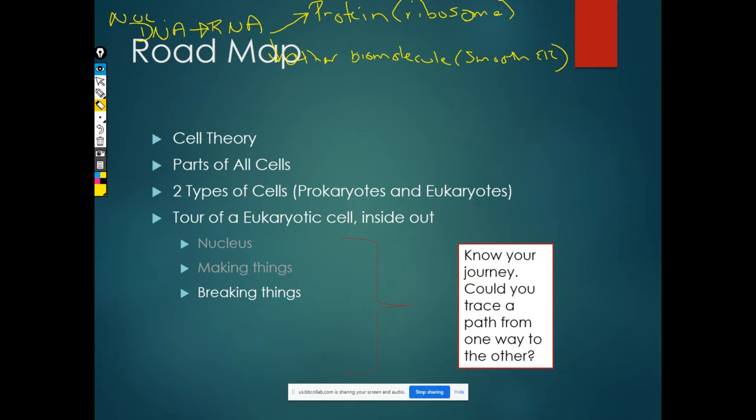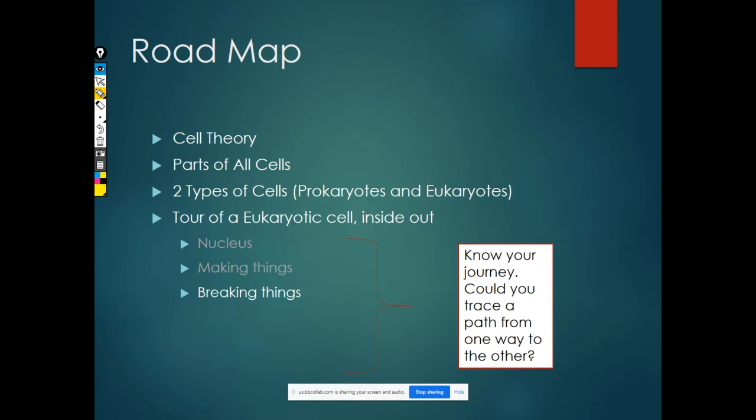Okay, so at this point now we've made something. If I made a protein, I would ship it around the cell to somewhere where it is needed. Now, any questions about the making of things? You feel good? Okay. What if I had some junk food, and I needed to break it down?